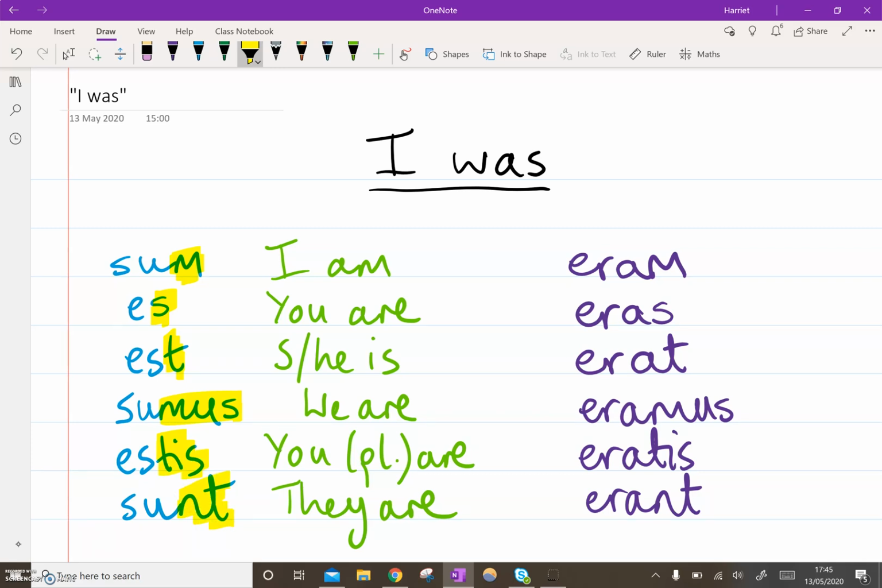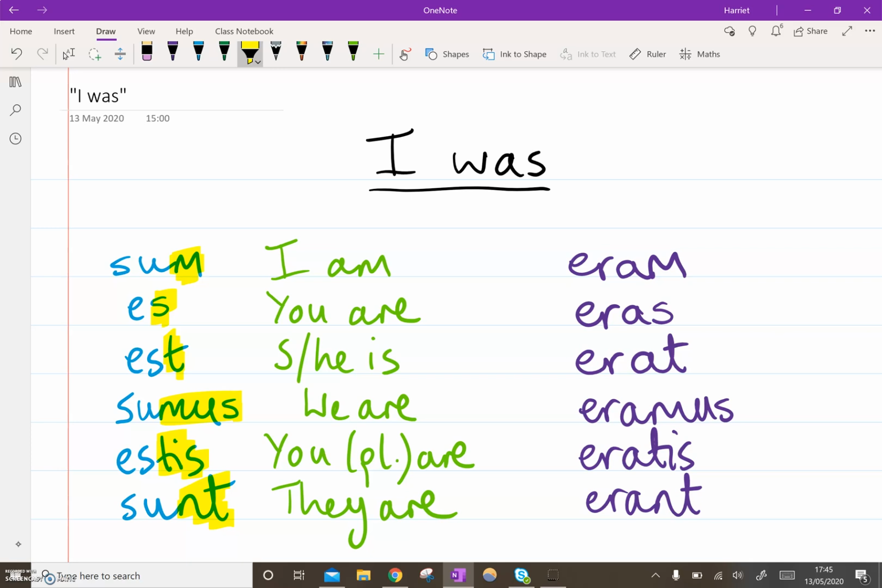So what that means is, when you see this verb in a sentence, you know who the person is that's being described. So you see a mus on the end, you know it's we are. You see an unt on the end and you know it's they are. Okay. Now today, we are going to meet the past tense of this verb, and that's on the right-hand side. Eram, eras, erat, eramus, eratis, erant.